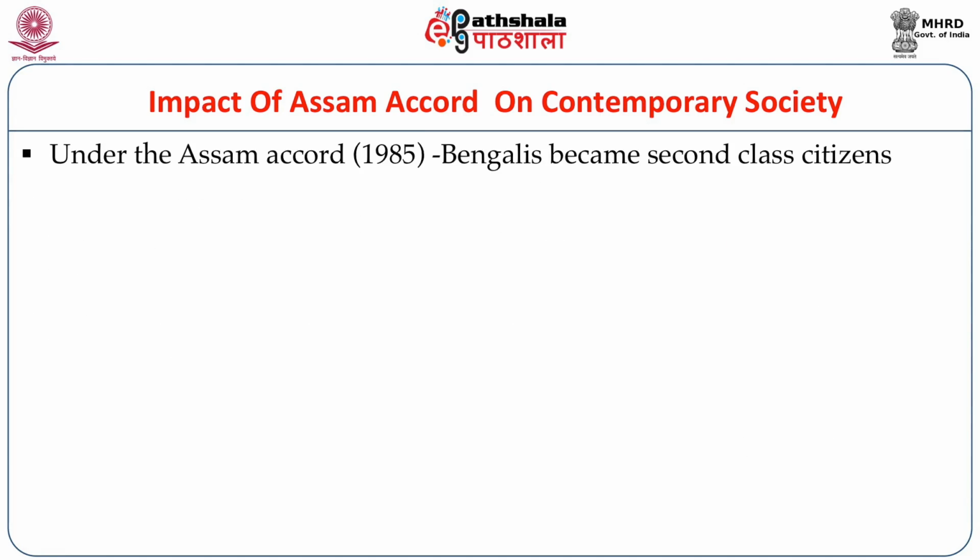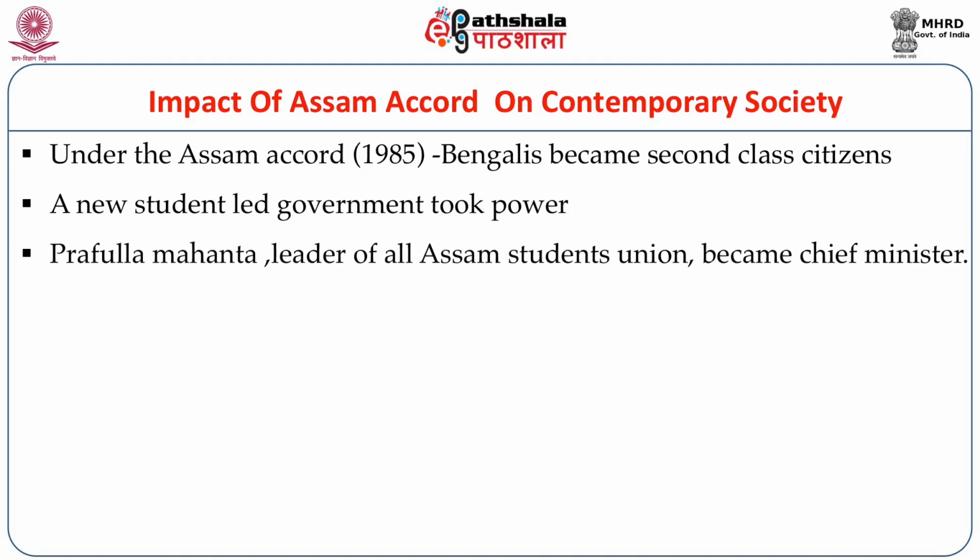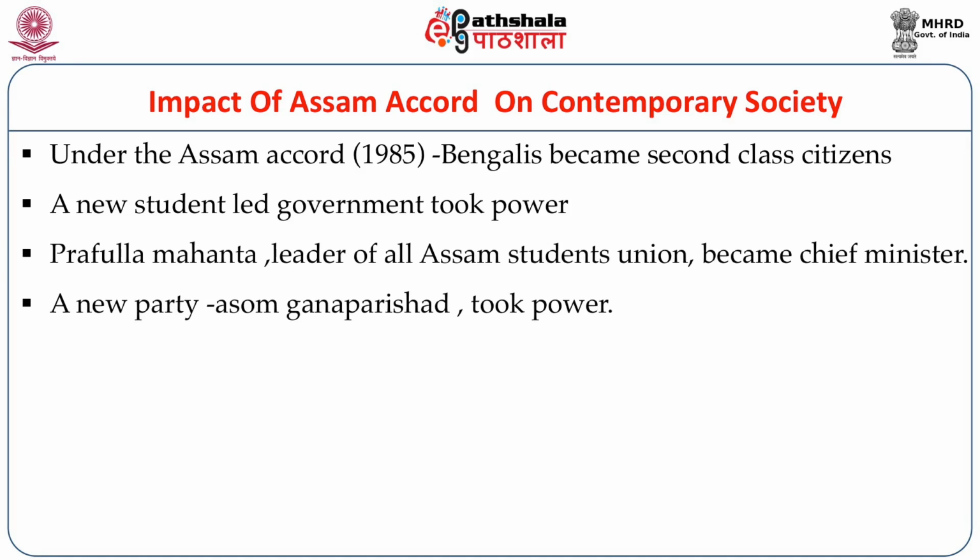Under the Assam Accord in 1985, the Bengalis became second-class citizens. A new student-led government took power. Prafulla Mahanta, the leader of the All Assam Students Union, became the chief minister. A new party, the Asom Gana Parishad, took power.